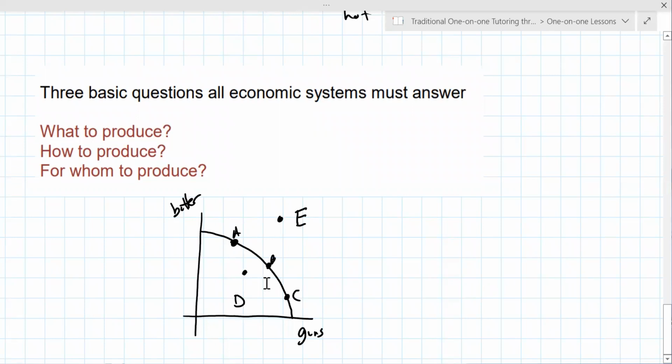So you might get a question like, what's going on at E? And the answer is this is not possible. But what could make it possible is a technology shift, like we just talked about. But what's going on at D? D is possible, but it's inefficient. So they're making less than they should be.